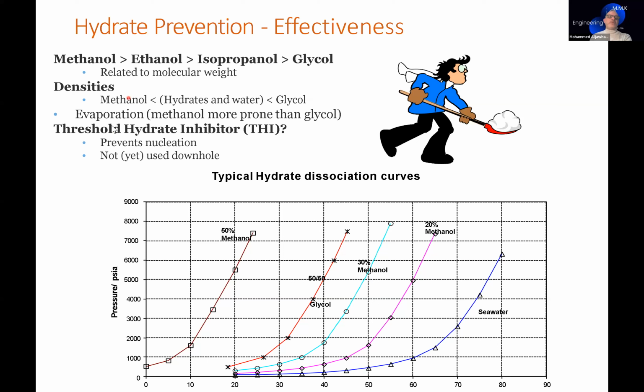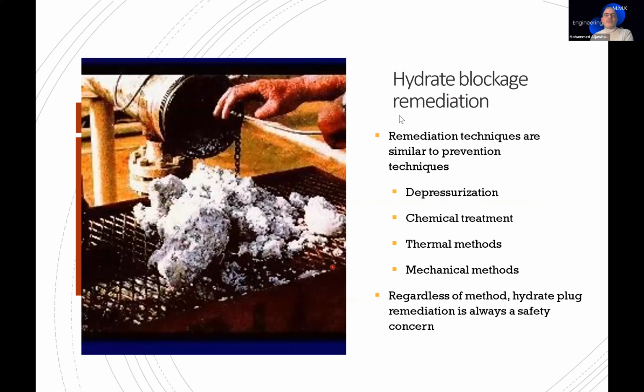So what we can do, maybe use some solvents related to molecular weights. We have to calculate very well to know what exactly we need to put inside our well. So we have a certain study, the typical hydrate dissociation curve. This curve can tell us what solvents we need to use, and when and why.